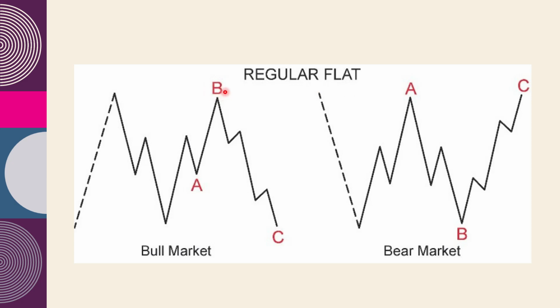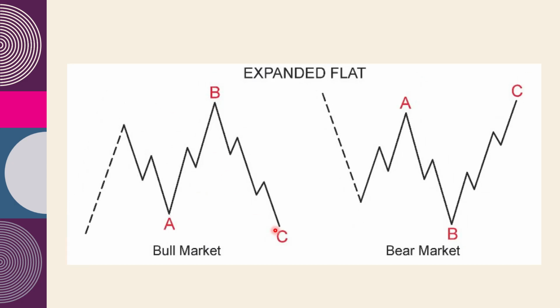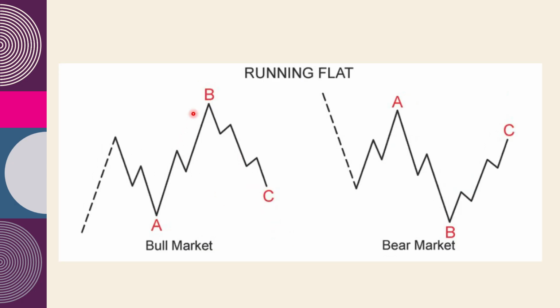This is a regular flat. Wave B ends at about the same level as the beginning of wave A, and wave C ends slightly past the end of wave A. In an expanded flat, wave B ends beyond the start of wave A, and wave C ends substantially beyond the end of wave A. Next one is the running flat. Wave B ends beyond the start of wave A, and wave C fails to reach the end of wave A.